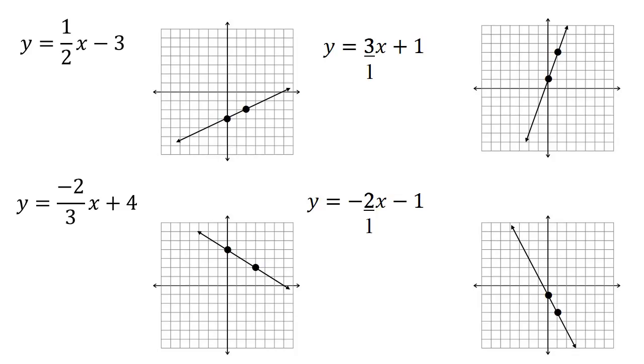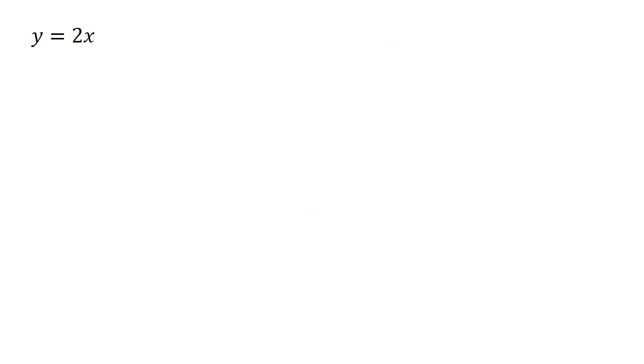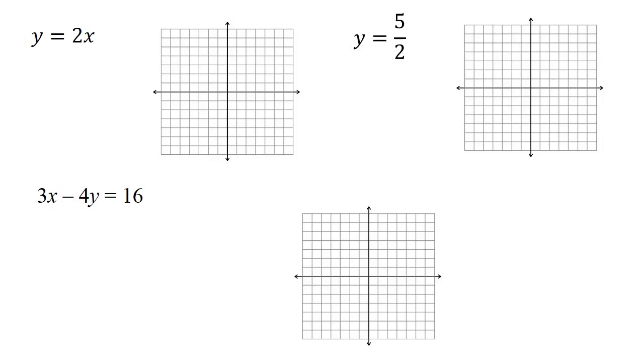And you should be able to graph lines even faster than I did here once you know how to use the slope-intercept form. Alright, so let's look at some kind of unusual lines. y equals 2x, y equals 5 halves, and 3x minus 4y equals 16. So I'm going to graph each of these.